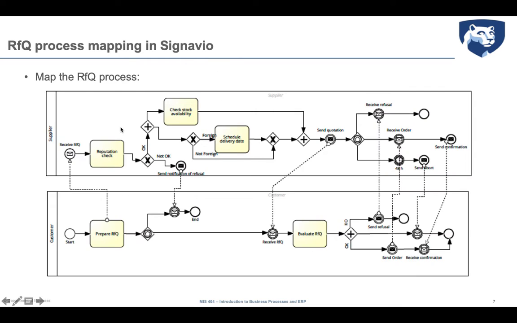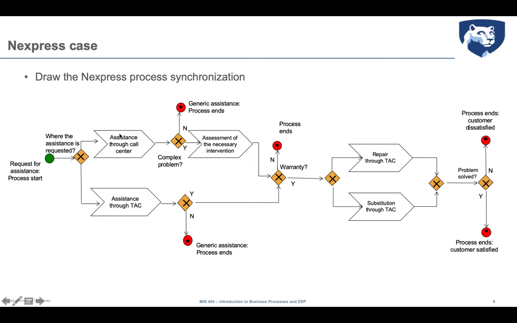In one case, the customer can request the assistance from the call center, and so this process will take place, or they can request the assistance in the TAC. In this case, this process will take place. The first modeling that you can do is that in case the problem is not complex, it can be solved directly on the phone, and so the process ends with the generic assistance.